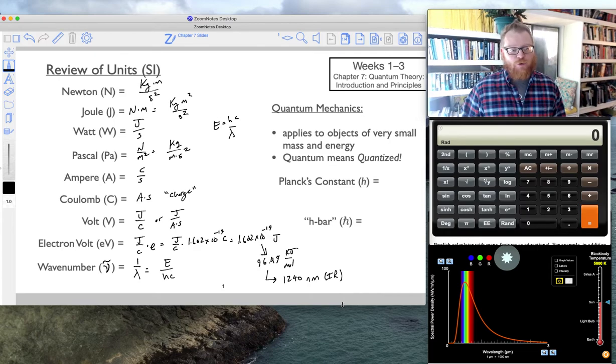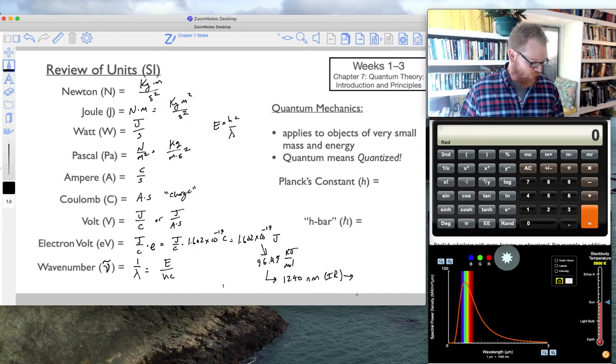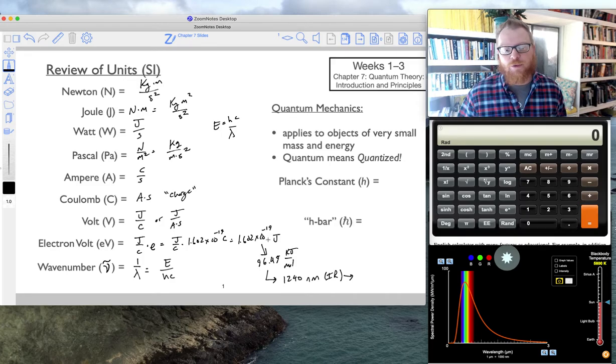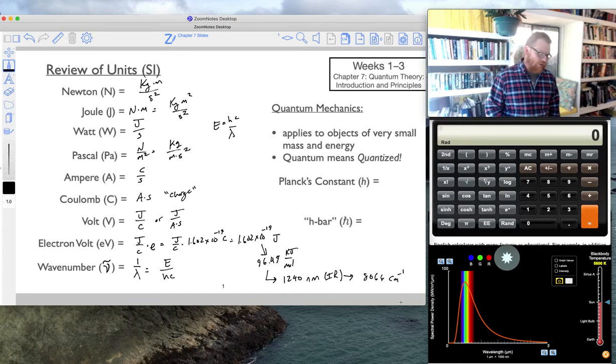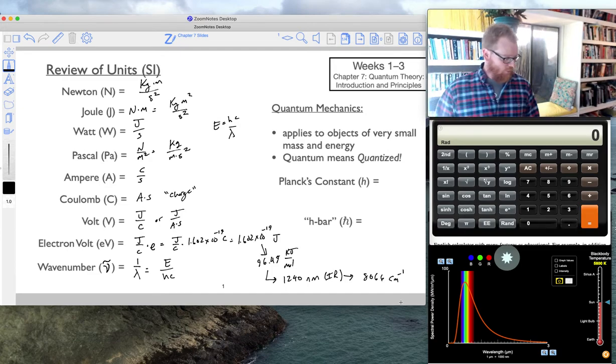How do I convert that to wave number? Well, I could take 1 divided by 1240, and convert nanometers into centimeters. I'm not showing this as an example; I want you to try this on your own to make sure you get the numbers right. So this 1240 nanometers, which is the same as 96.49 kilojoules per mole if I have a mole of things, which is the same as 1.602 times 10 to the minus 19 joules if I have one single thing, is 8066 wave numbers.